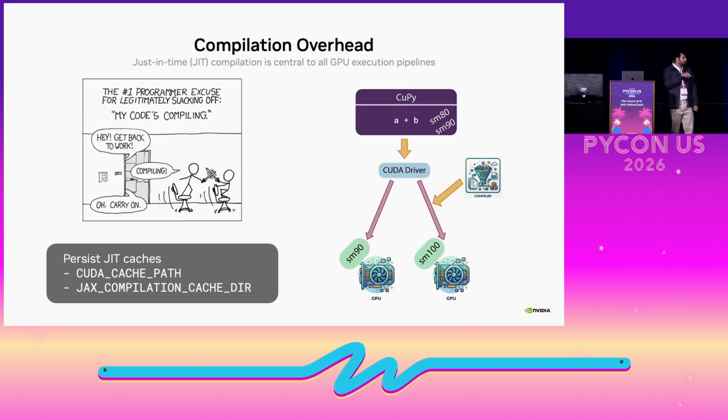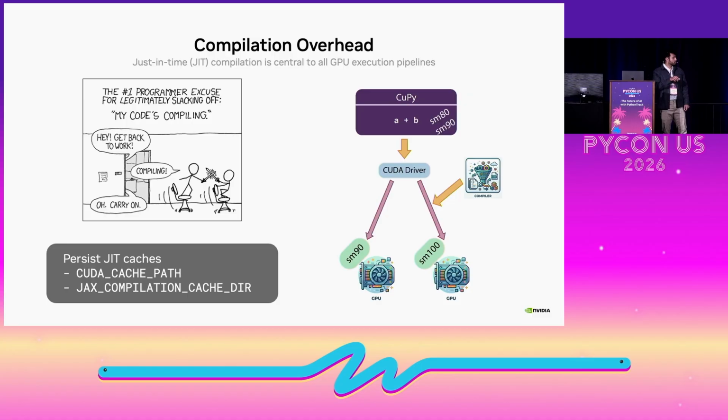Now, I've put a couple of examples of environment variables that certain things support. So this is CUDA's own compilation cache. This is Jax's. Jax, as far as I know, doesn't cache by default. You have to ask it to. But the same sort of thing exists in almost every major library that runs GPU kernels. CuPy has it, Torch has it, TensorFlow has it.